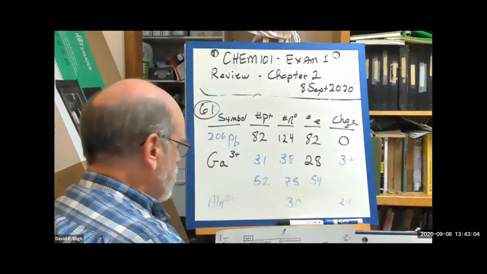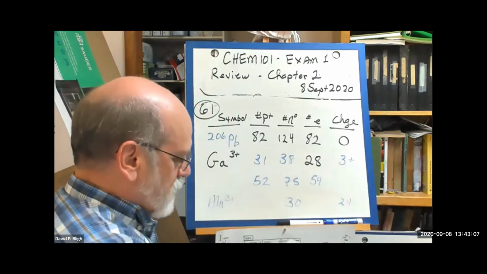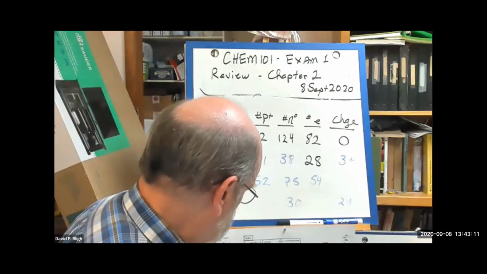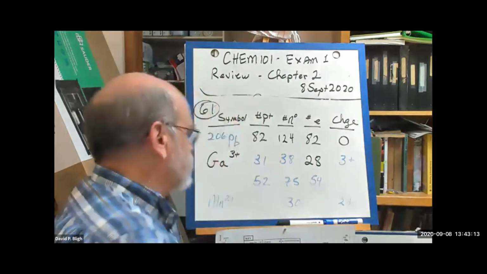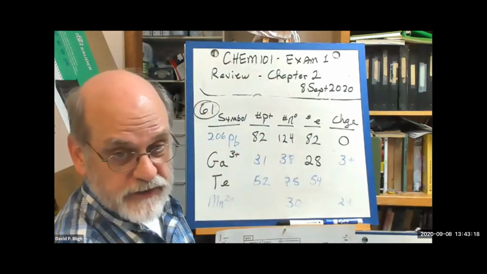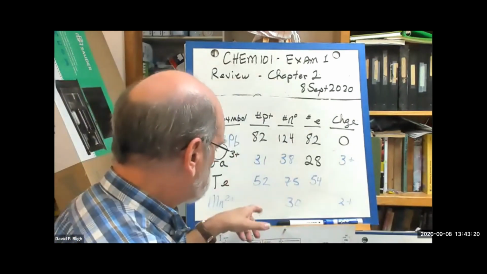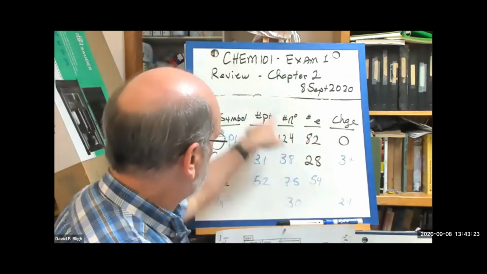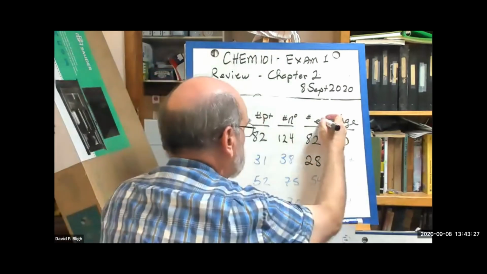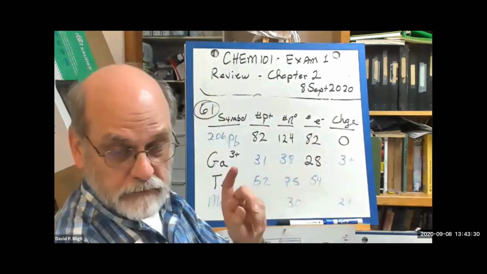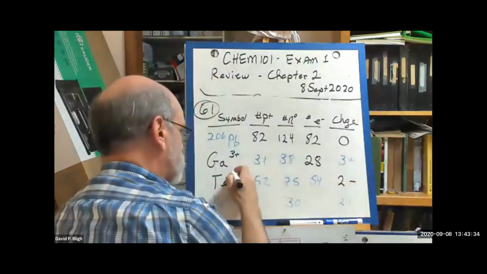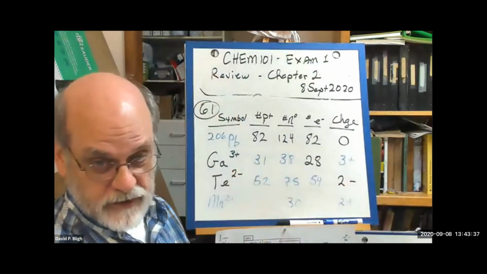Okay. How about this one? 52 protons. Look it up, 52. Te, tellurium. But is there a charge or is this neutral? Well, look. Electrons are 54, protons are 52. We have an excess of 2 electrons, which means a 2 minus charge. 2 minus charge there.